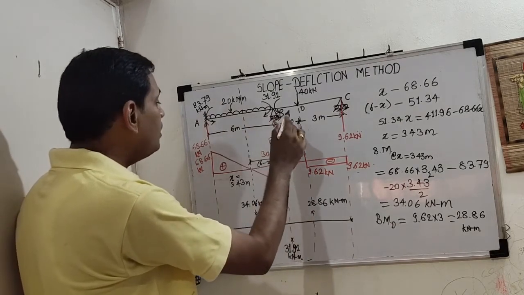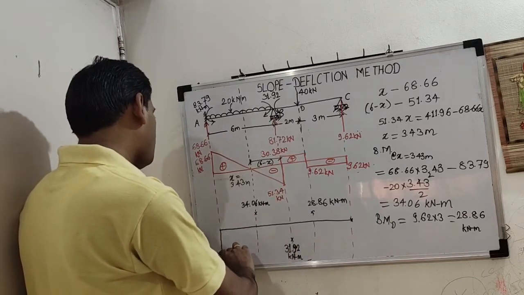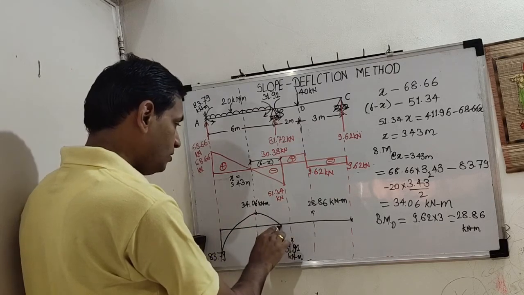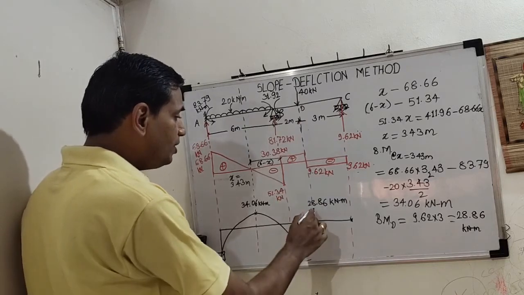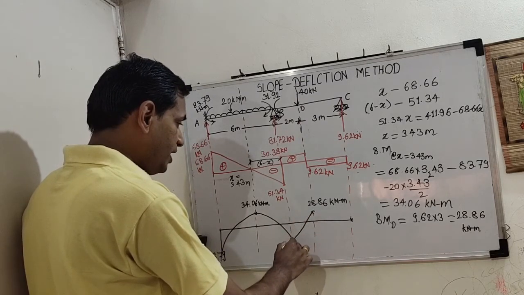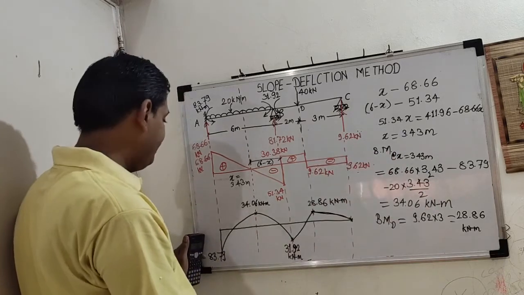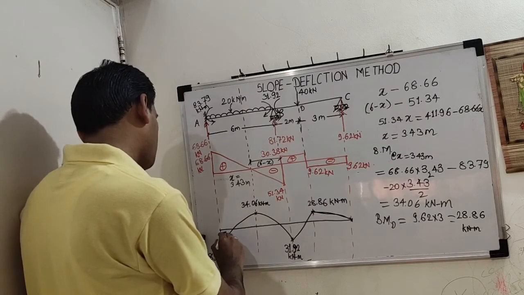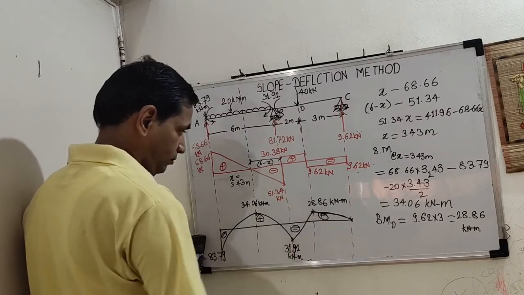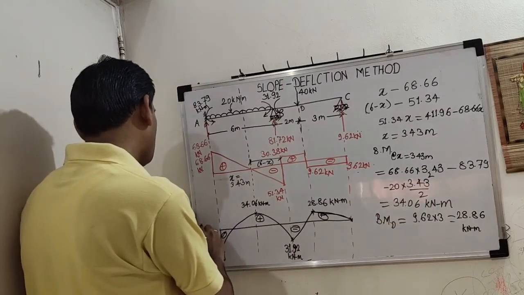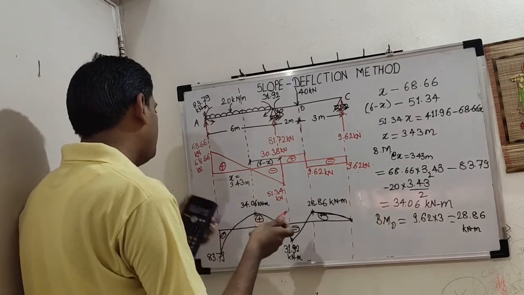From A to B there is UDL. So from here to here, variation will be parabolic. Something like this. From B to C there is only point load. So variation is linear. Straight line. Over. This is minus. This is plus. This is minus. This is plus. So this is your BMD in black color, and in red color we have our SFD.